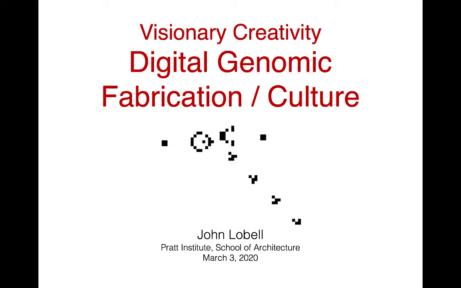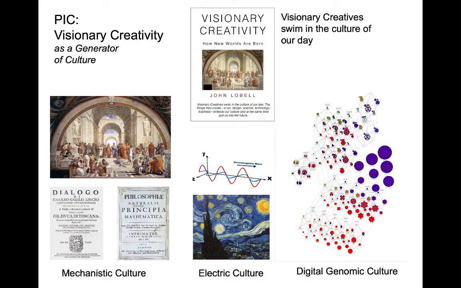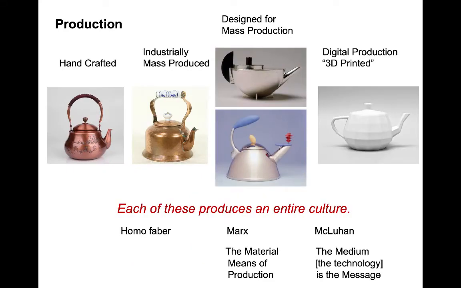So what I'm going to talk about is digital genomic fabrication. How do we make things? There may be four great eras: handcraft, and then the beginnings of industrial mass production. And they kind of tried to make the product look like it did when it was handcrafted. And we get to the Bauhaus, and they said, no, we should have a totally new design for an industrial era. Now, we're entering an era of 3D printing.